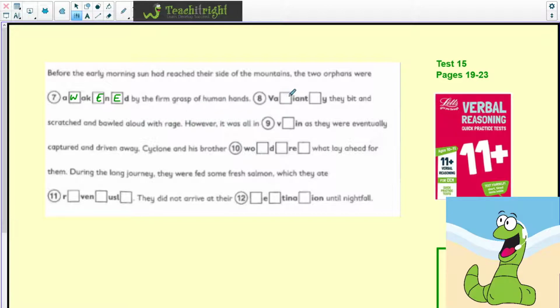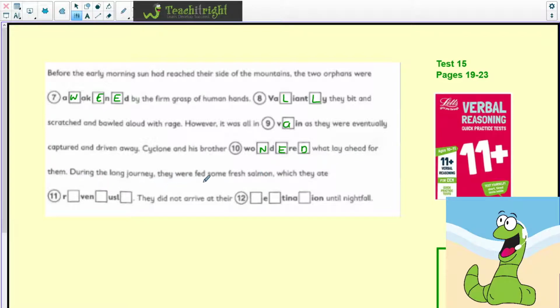Valiantly, in other words bravely, we need 2 L's there, they bit and scratched and bawled aloud with rage. However, it was all in, now that's in vain. In other words, it didn't matter how much they complained, it was in vain, as they were eventually captured and driven away. Cyclone and his brother wondered what lay ahead for them.